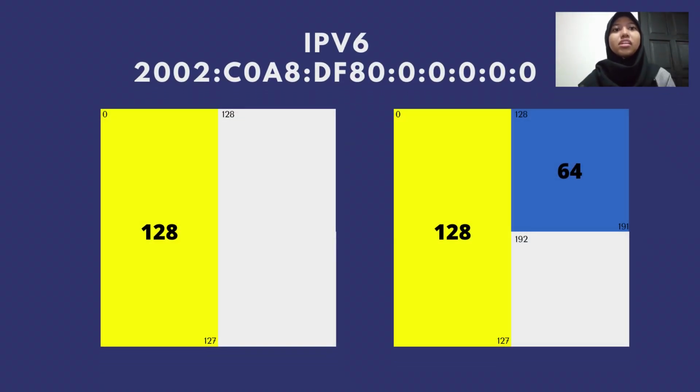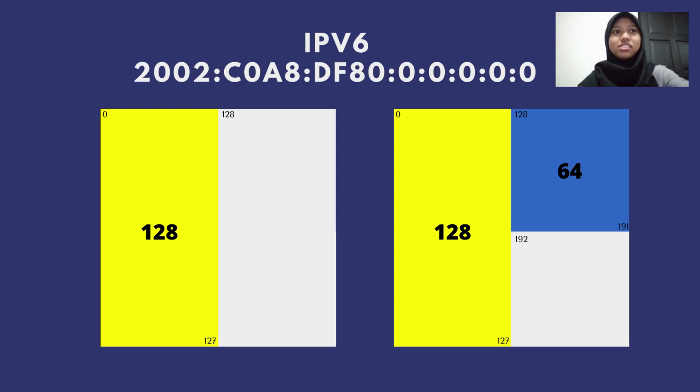From this slide, you can see the IPv6 address, which is 2002:C08:DF80:0:0:0:0:0. For this slide, you can see the network diagram on the left side. We can divide it in two, so we get 128 and 128. For this one, we use the 64 bit, so we have to divide the white side by 2. So we can get 64 bit.